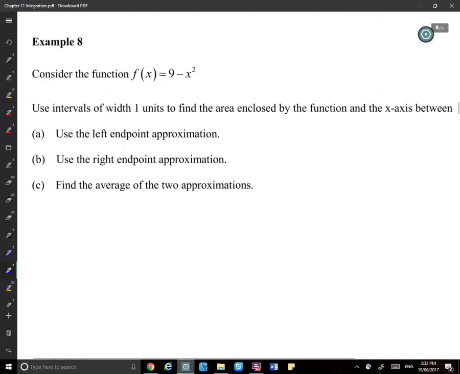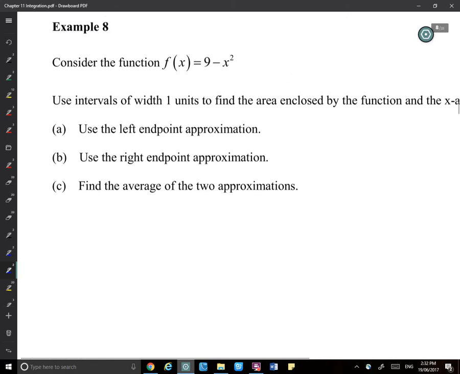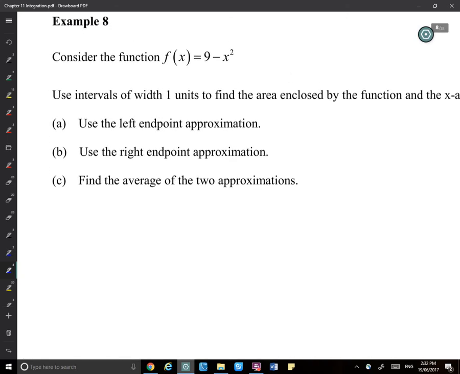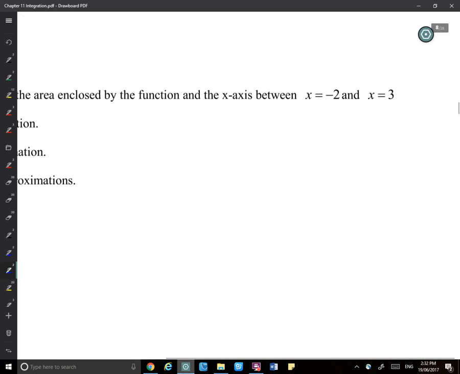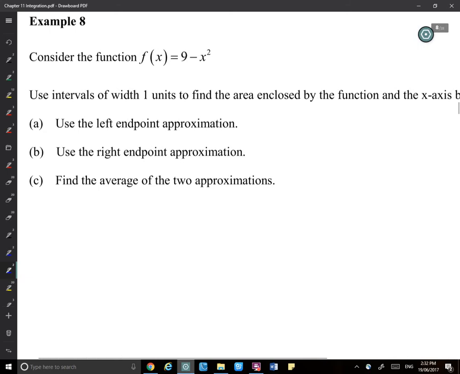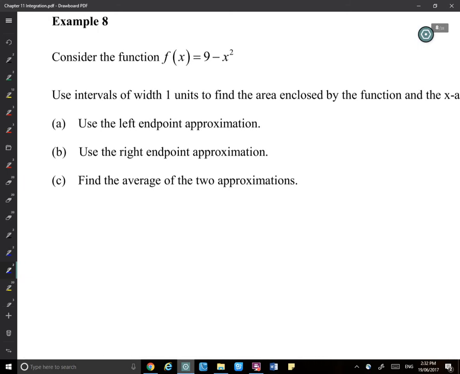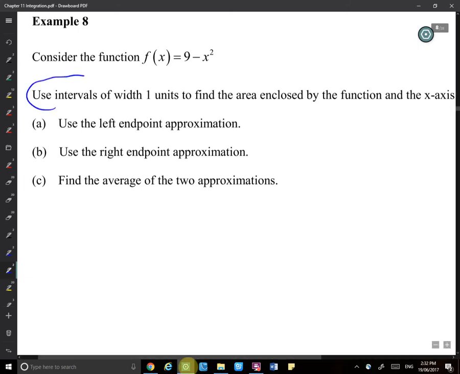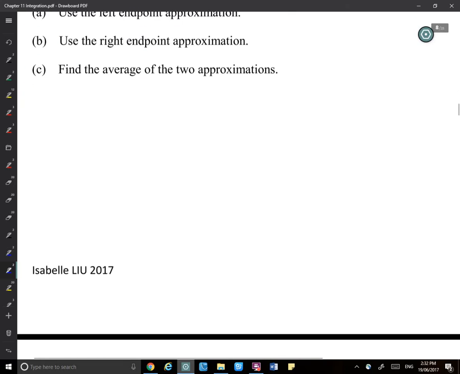Okay, let's have a look at this one. Consider the function f(x) equals 9 minus x squared. Use intervals of width 1 unit to find the area enclosed by the function and the x-axis between -2 and 3. Use the left endpoint estimation. Can you see? Use intervals of width 1 unit. I don't have my ruler.